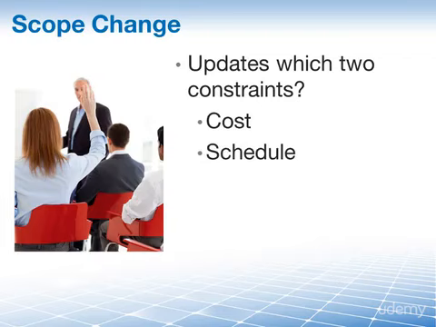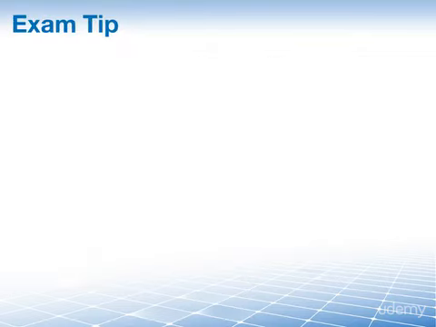And by the way, this also works the other way around as well. A schedule change usually requires an update to scope, and a cost change normally requires an update to cost and schedule. But remember, there are a great number of competing constraints, and they're all connected. Scope, cost, and schedule are simply those that have the strongest and best understood interactions. And this concludes our overview of project scope management.